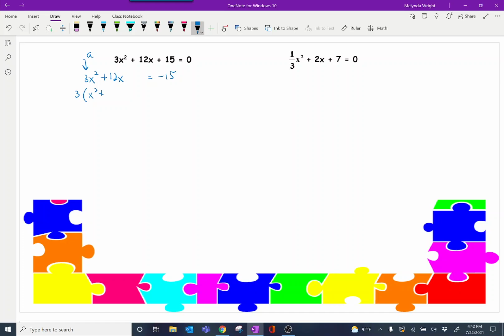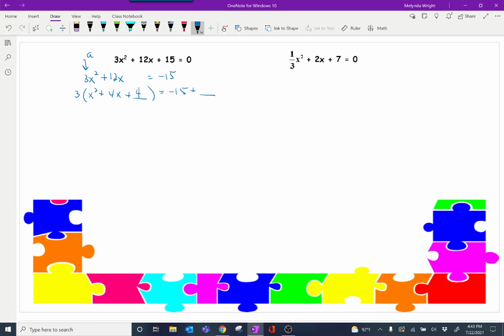And 12 divided by 3 is 4. And then now we can do our plus blank. All right, so B is 4. B is 4. It's not 12. We use the new B, the one after we factored A out. So let's see, B is 4. So half of 4 is 2, and 2 squared is 4. So I'm going to add 4.